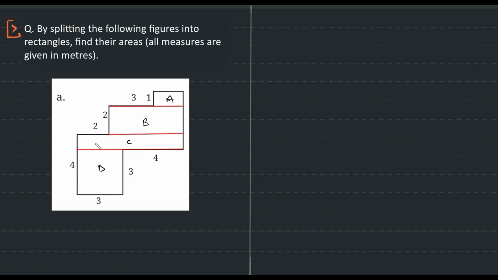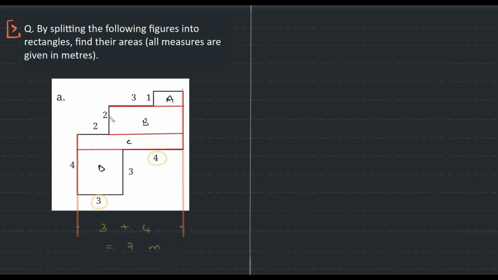So let me take up this length from here till here. What is this entire length? Let's have a look at that. How can you figure it out? Can you find this entire length? Well, I can make use of this 3 and this 4. So 3 plus 4 is correct, 7 meters. This entire length from this end to this end is 7 meters.